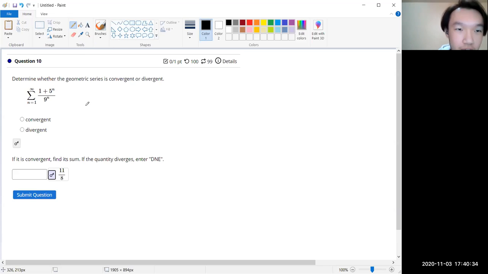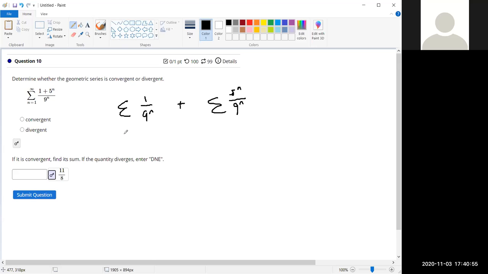It's just they have a 5 to the n. So you said it was summation of 1 over 9 to the n plus summation, well, I'll just use 5 because this question uses 5. 5 to the n, 9 to the n. So you have this, right? Yeah, and then I did limits of both.